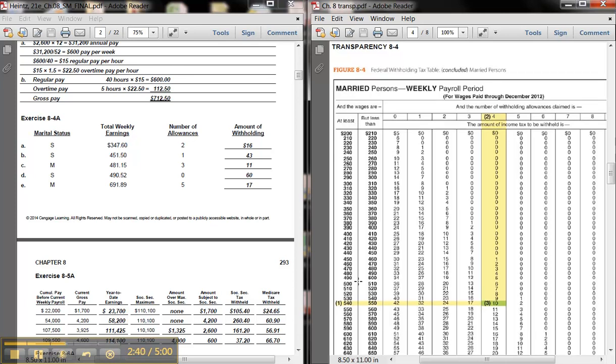The other thing I wanted to point out, what if it was $340? Do I use this one or do I use this one? See, it's in both places. Okay, is 340 less than 340? No, it's not. So you use the at least.